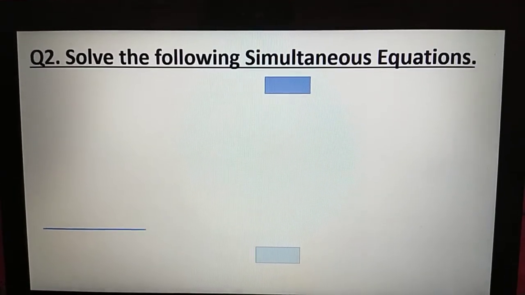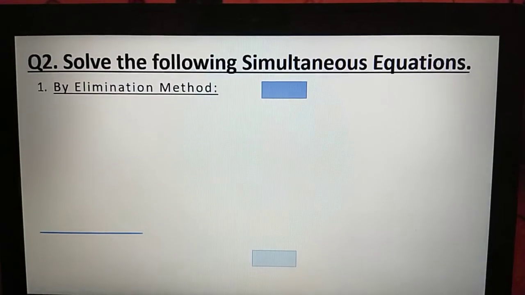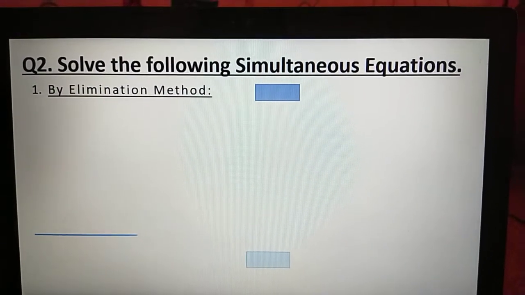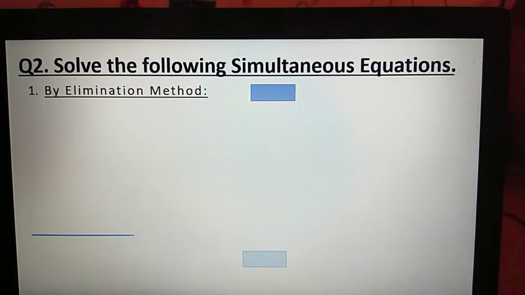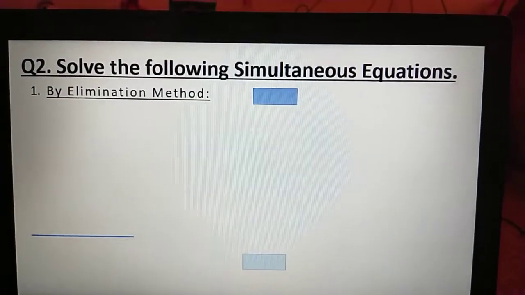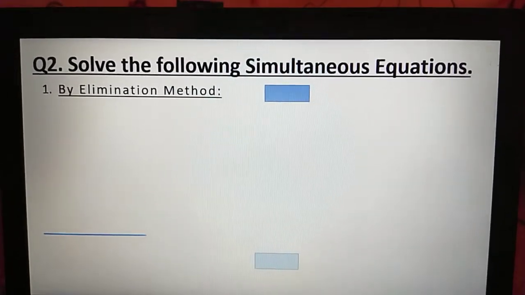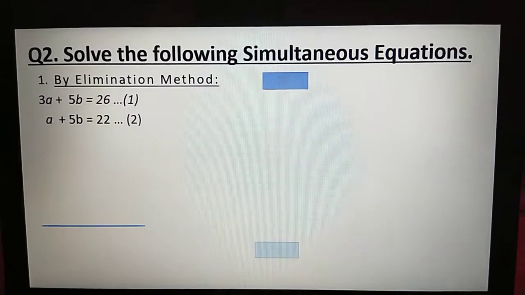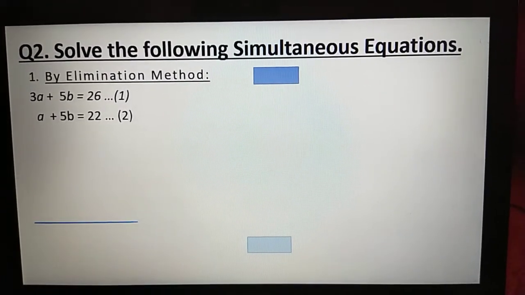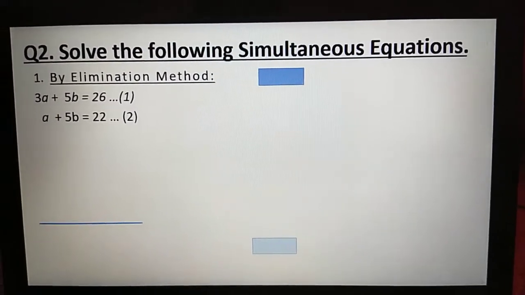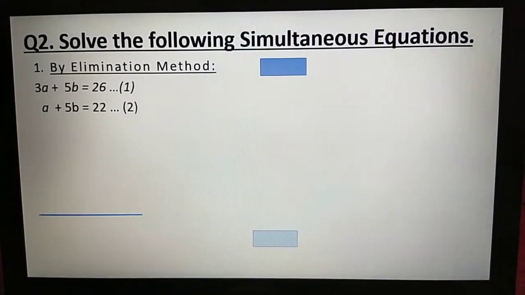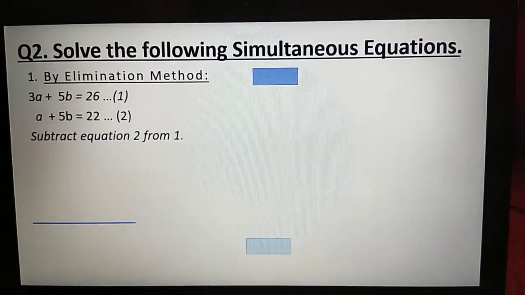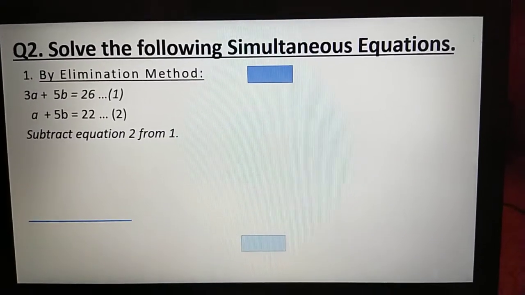Is it clear? Okay. So next we'll start this question by solving it by the elimination method. Now I will be solving the first question with both methods so that you will understand. The first question says 3a plus 5b is equal to 26, which is your equation 1, and a plus 5b is equal to 22 is your second equation. Now subtract equation 2 from equation 1.